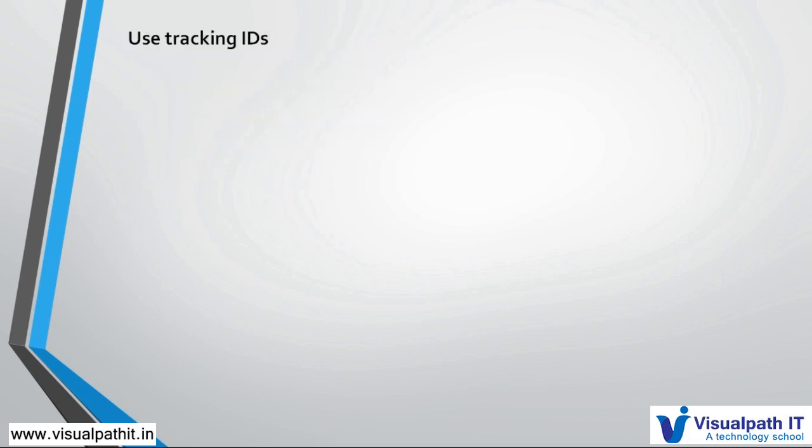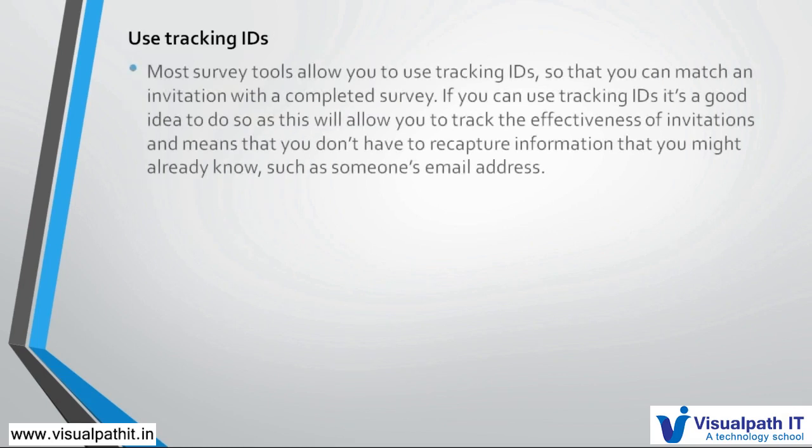Next, use tracking IDs. Most survey tools allow you to use tracking IDs so that you can match an invitation with a completed survey. If you can use tracking IDs, it's a good idea to do so. This will allow you to track the efficiency of invitations and means that you don't have to recapture information that you might already know, such as someone's email address.